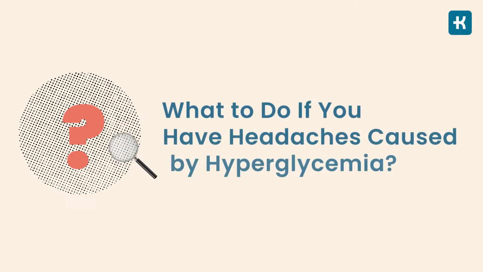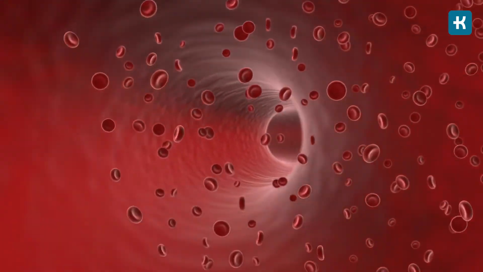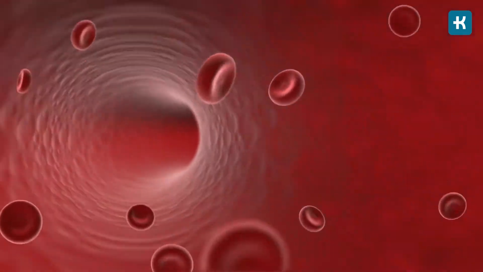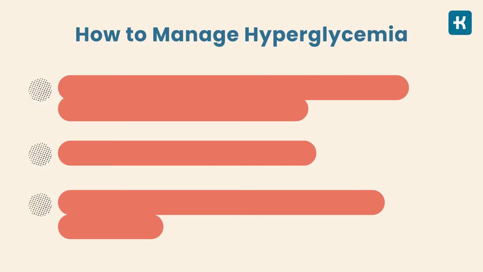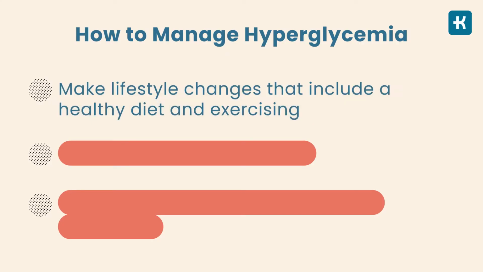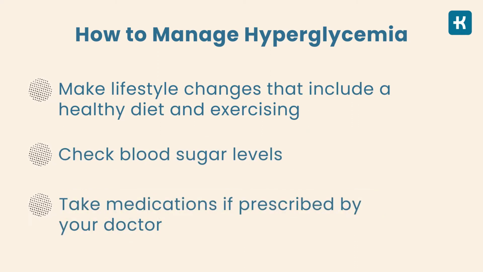Okay, so what should you do if you have headaches caused by hyperglycemia? Well, first of all, realize that hyperglycemia is a serious condition that requires rapid management because high glucose levels can damage the blood vessels and nerves. Hyperglycemia can be managed in just a few steps. Number one, make lifestyle changes that include a healthy diet and exercise. Two, check blood sugar levels regularly. And finally, take medications if prescribed by your doctor. Keep in mind that when your blood sugar is controlled, you'll likely find that you have fewer headaches.